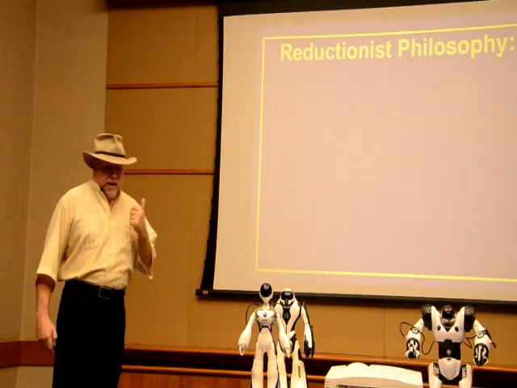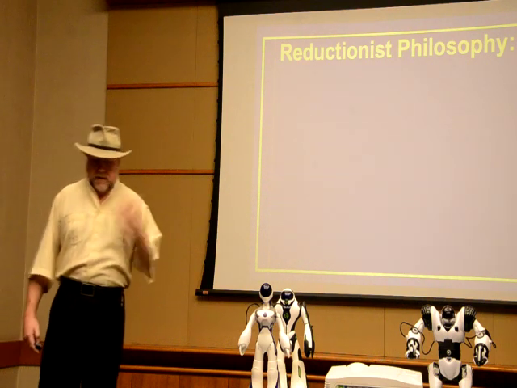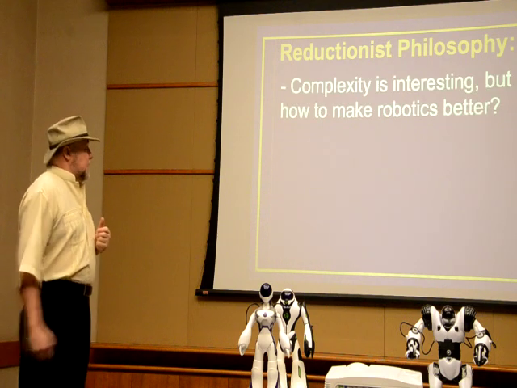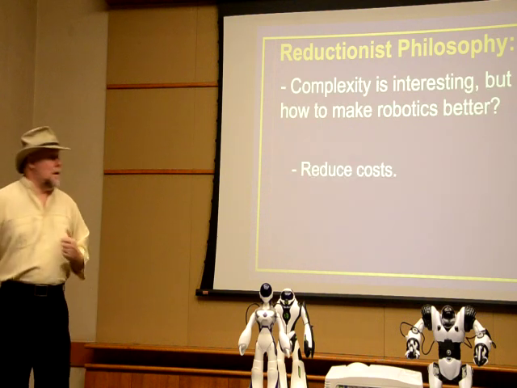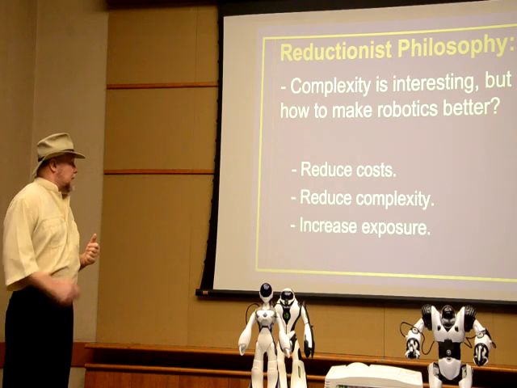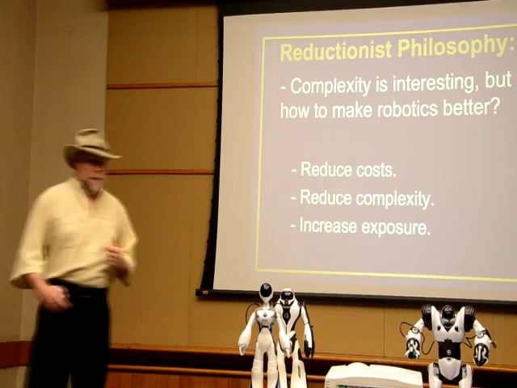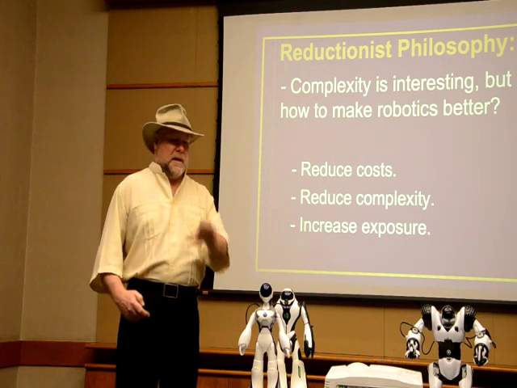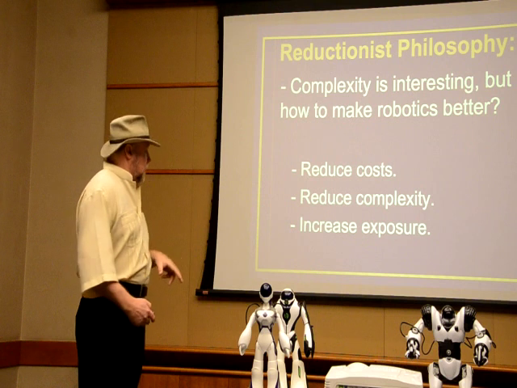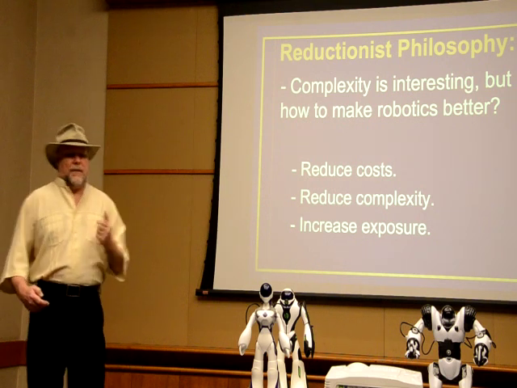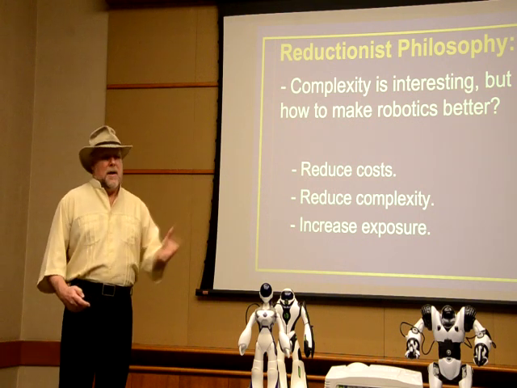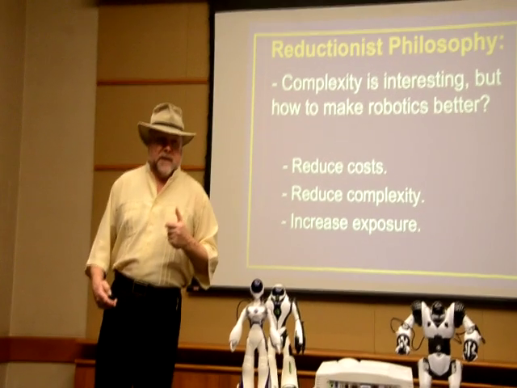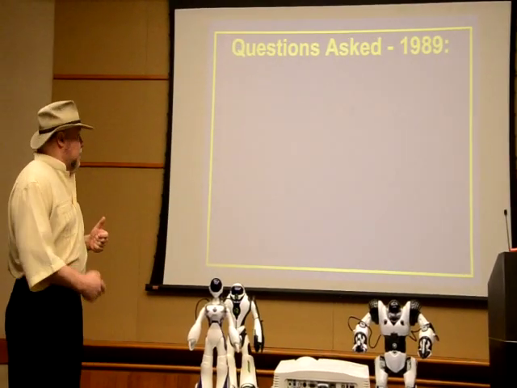So I came up with sort of a brand new level of what I call the reductionist philosophy, and you can find tons of websites and all kinds of other things that talk about this. Complexity is interesting, but how to make robotics better? Well, reduce costs, reduce complexity, increase exposure, right? In other words, get the cost of the fantastic components down to something that is affordable, mass manufacturable here in Hong Kong. Reduce the complexity so that factories can put it out, and then put it into an extremely attractive package that small children and girlfriends will allow you to buy. Okay, and that's an important measure.